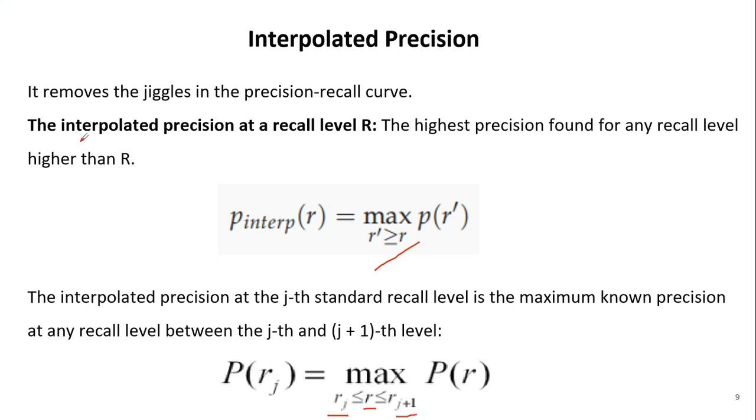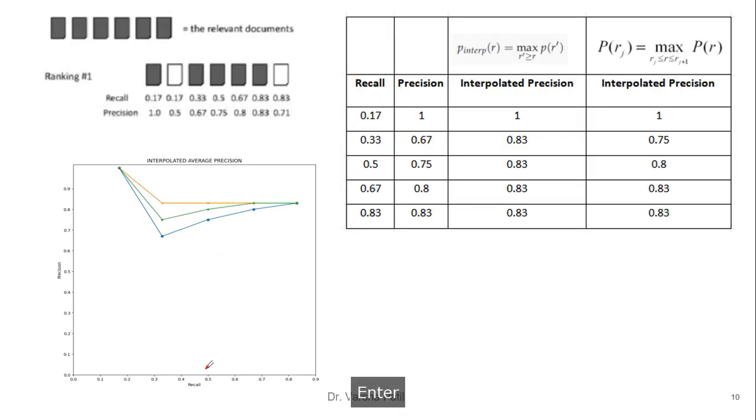So interpolated precision I will explain with an example, because it is very easy to understand that way. Again we will take this ranking one, 6 documents. This is nothing but 7 documents getting retrieved. Now this is recall and precision we already calculated. Now how to calculate the interpolated precision? Here r dash is greater than or equal to r.